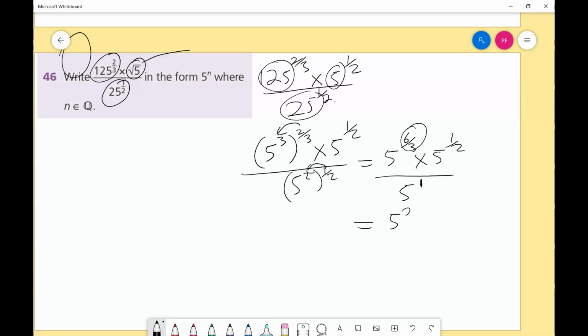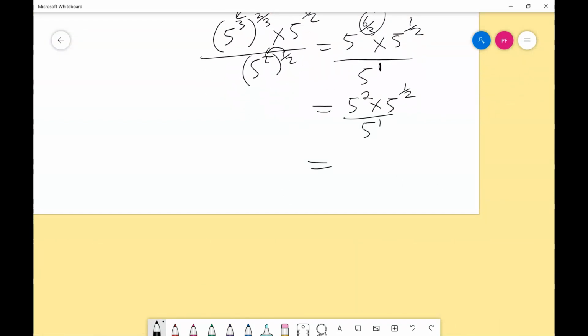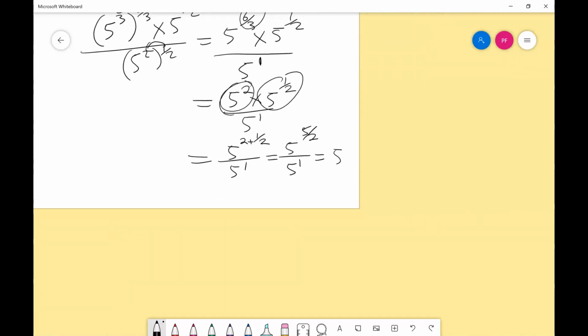So that's 5 to the power of 2 multiplied by 5 to the power of a half over 5 to the power of 1. All my base numbers are the same. So I'm multiplying, so I can add them. So 5 to the power of 2 plus a half, over 5 to the power of 1. That is 5 to the power of 5 over 2, over 5 to the power of 1. Now I'm dividing, so I can subtract my indices. So that's 5 to the power of 5 over 2 minus 1, and that's going to be 5 to the power of 3 over 2.